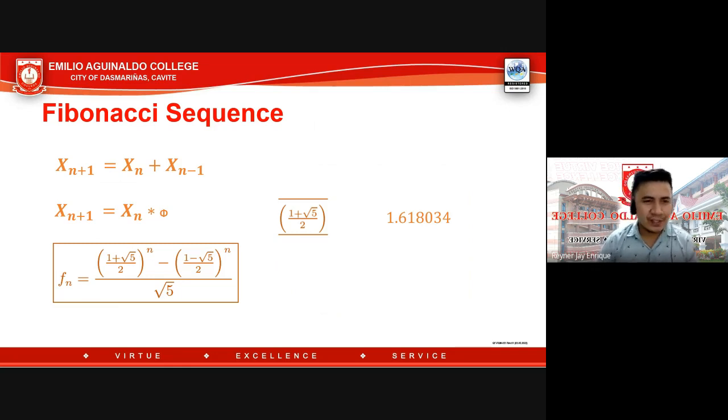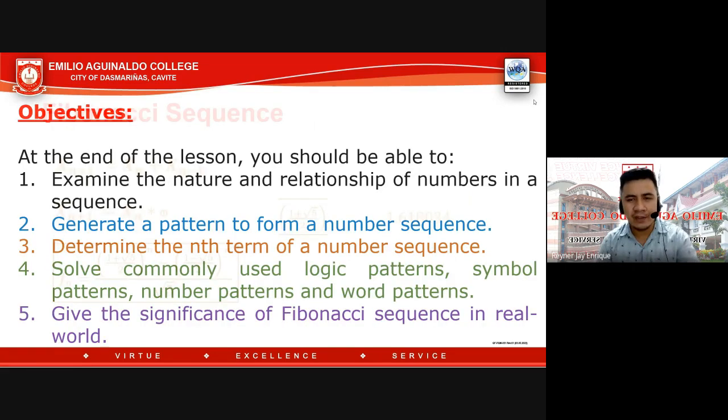Now, since we're done with the recap of our topic, let us proceed to the objectives of the lesson. Some of the objectives have already been discussed with you. The first one, examine nature and relationship of numbers in a sequence. Number 2, generate a pattern to form a number sequence. Determine the end term of the number sequence, solve for commonly used logic patterns, symbol patterns, number patterns, and word patterns. And number 5, give the significance of Fibonacci in the real world.